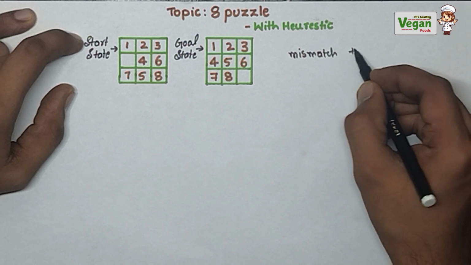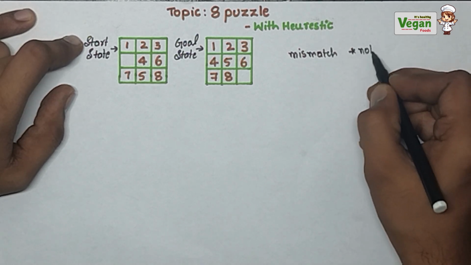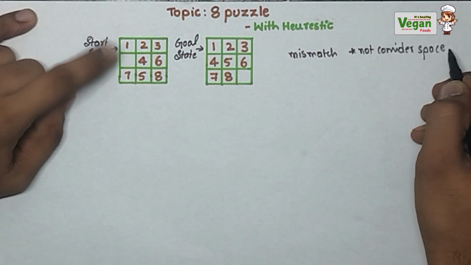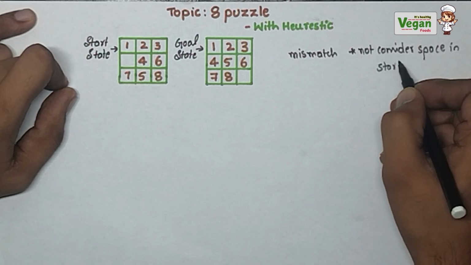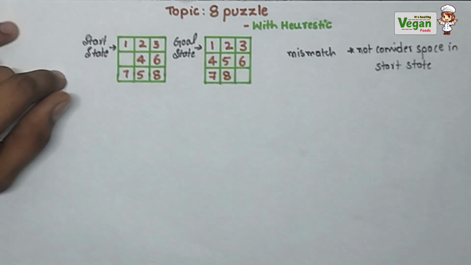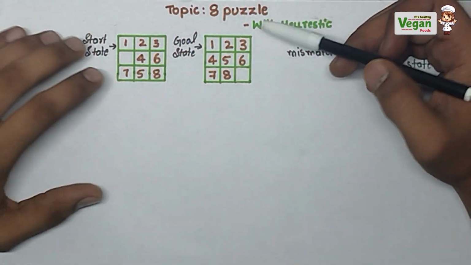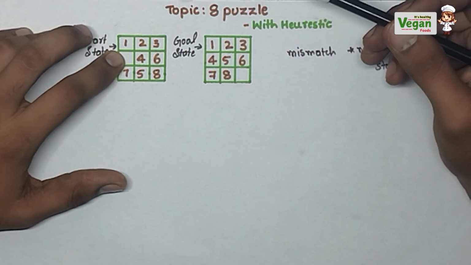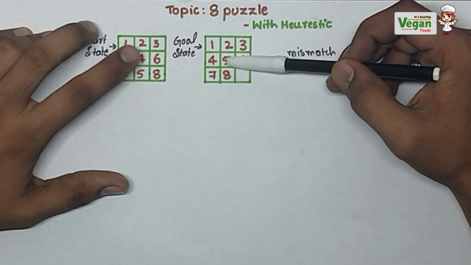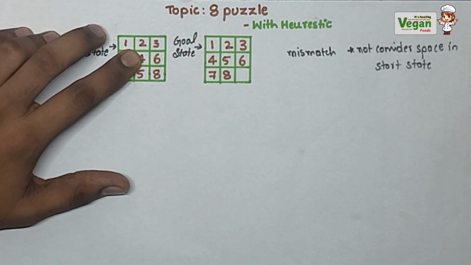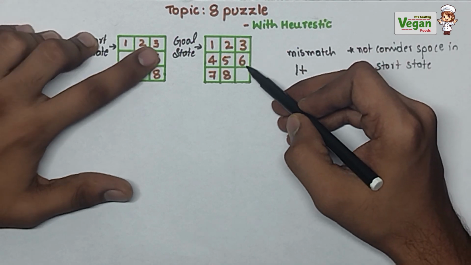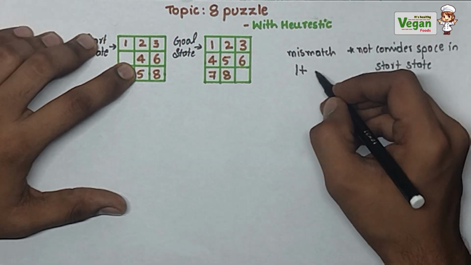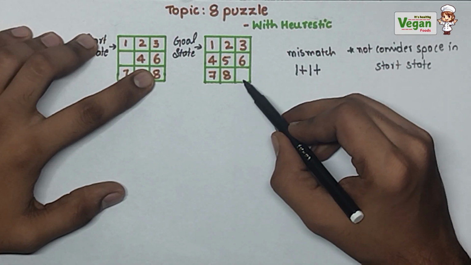So what you must do while writing the mismatch is, you must not consider the free space in the start state. You must not compare it, and you must jump to the next one. So here 4 is there, here 5 is there. Therefore one mismatch occurs, plus 1. Next, here 6 is there, 6 is there. Okay, 7 and 7. Here 5 is there, here 8 is there. So another mismatch.